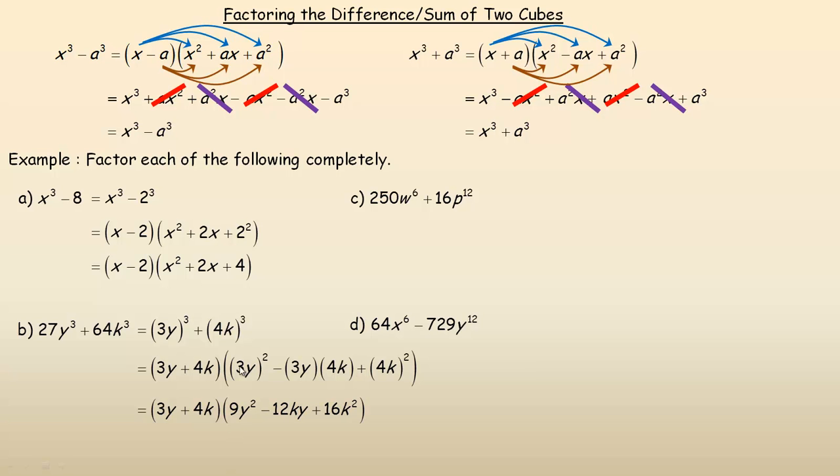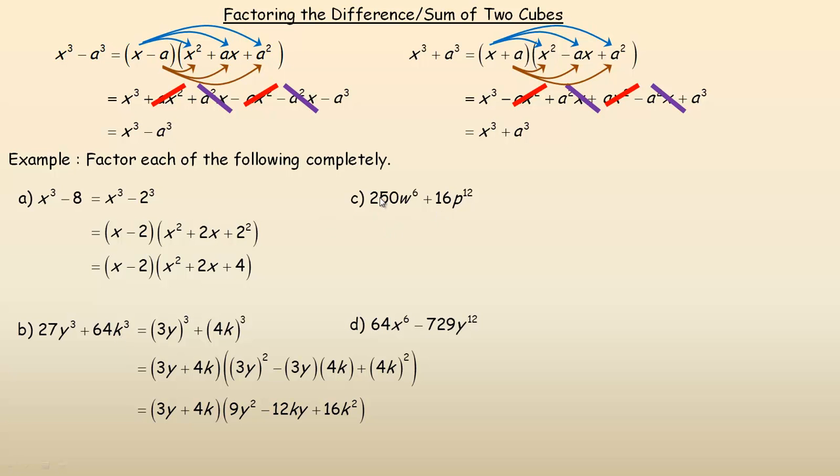And we'll just let it come out. There we go. So if we square 3, we get 9. And of course, y squared is y squared. 3 times 4 is 12. And k times y would be a ky. So minus 12ky in the middle. 4 squared is 16. And of course, k squared is k squared. So those are the two factors of 27y cubed plus 64k cubed.